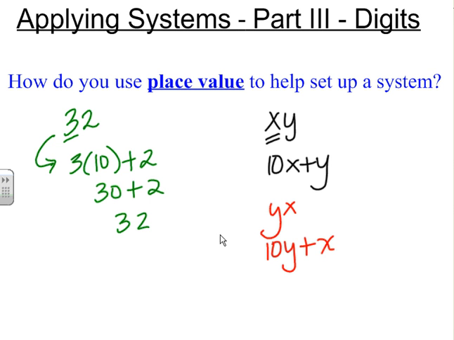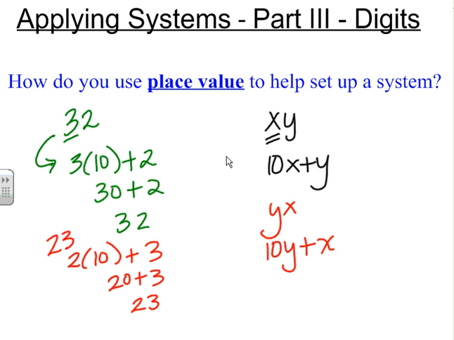I can apply the same idea of reversing the digits to the number 23. If the number was 23, I would say 2 times 10 plus 3, and then I would be able to see how that works out to be 23. We're going to use this idea of place value to help us find digits of original numbers.